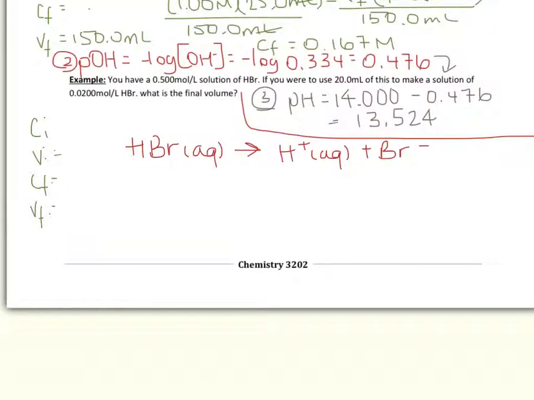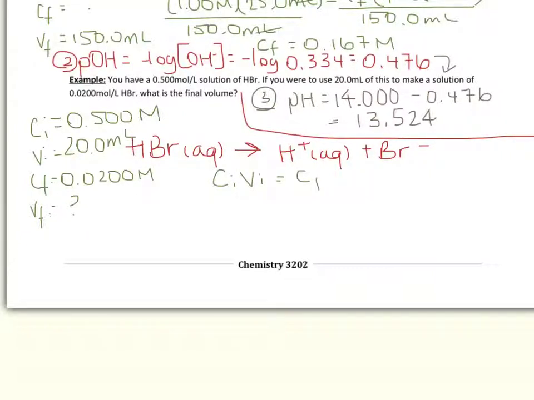This might not be something that you need to do anymore with practice, but if you do, it's quite all right. It says that you have a 0.5 molar solution of HBr, and you're using this to make a new solution with a lower concentration. That means the lower concentration is the diluted form, and the 0.5 molar is the concentrated or initial form. We're also using 20 milliliters of this solution to make the diluted solution, and we've been asked for the final volume. So CiVi equals CFVF.